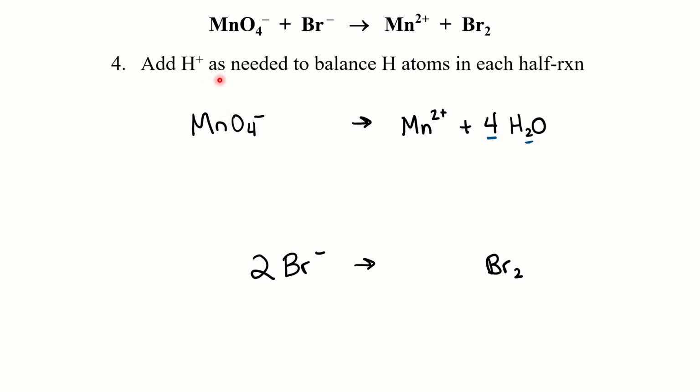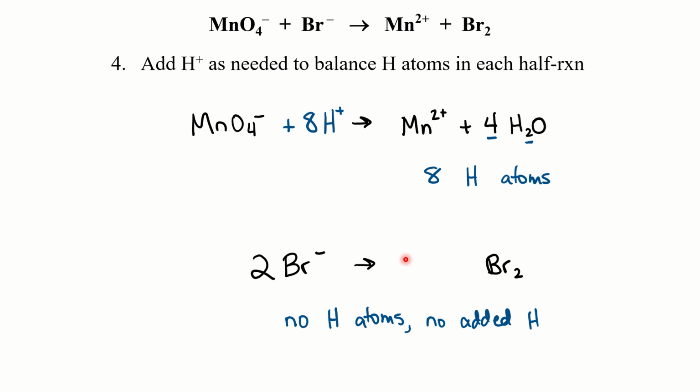Step 4, add H plus as needed to balance H atoms. Because I added water to the right side, now I have 8 H atoms on the right side of this first half reaction, so I should add 8 H plus ions to the left side to balance those hydrogens. And in the second half reaction, once again, there are no hydrogen atoms, so no H plus needs to be added here.